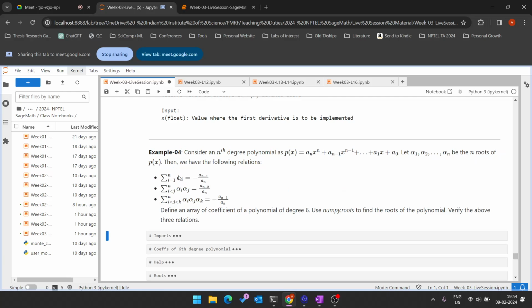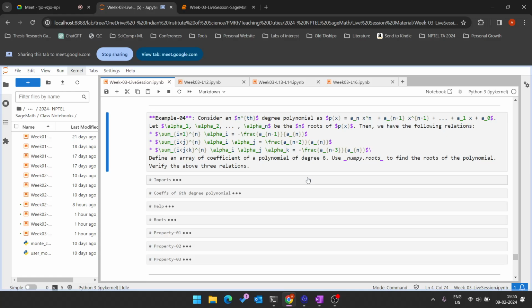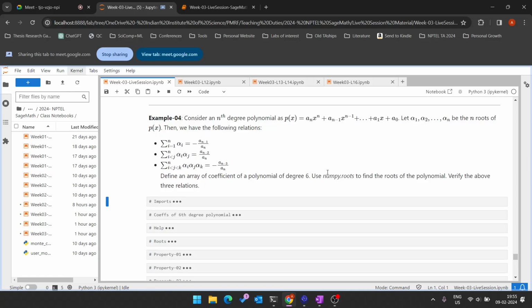So, summation of your roots, or summation of product of your roots provided the square of a root is not included, summation of like a triple product of the roots. Okay, so we want to see these properties, we want to verify them with our own example. So an example that we are choosing is a polynomial with degree 6, and we are going to use the function numpy dot roots to find the roots of this polynomial.